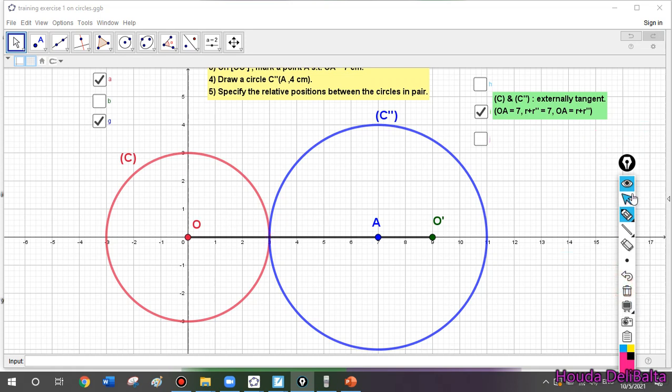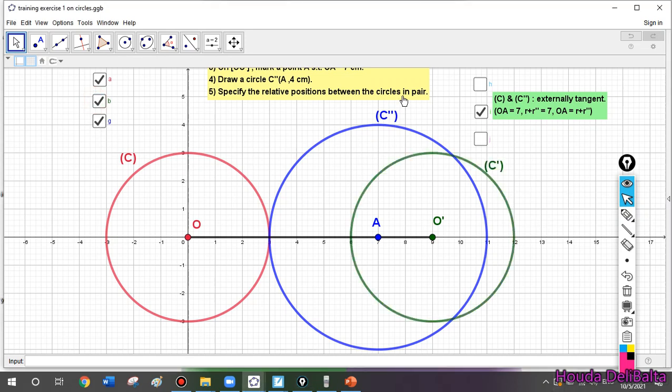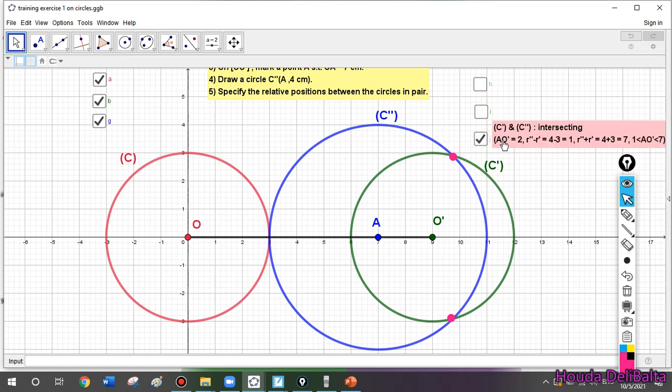Now we still have to talk about C double prime and C prime. What about C double prime and C prime? You notice that they are intersecting. So that's the first point of intersection, and that's the second point of intersection. These two are intersecting circles, and if we have to notice the distance between the centers, we can notice that AO prime is 2. We can count it.